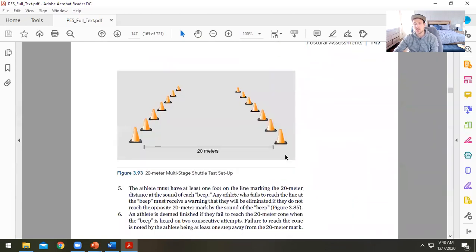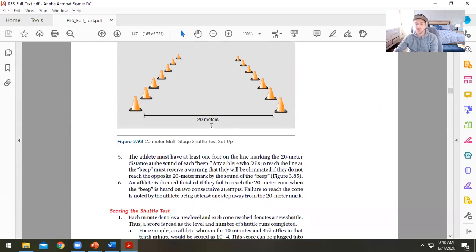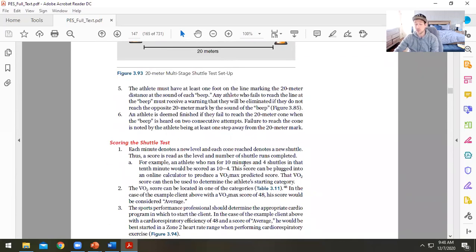Then there's the 20-meter shuttle. This is the pacer test. You guys might remember this one. The beep test is more commonly known as, and where you're going to run from cone to cone, and the beeps are going to get faster and faster and faster. What's cool about the beep test is it can actually be used to estimate your VO2 max.